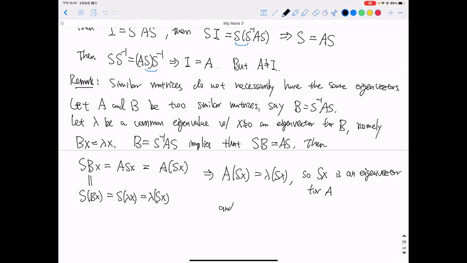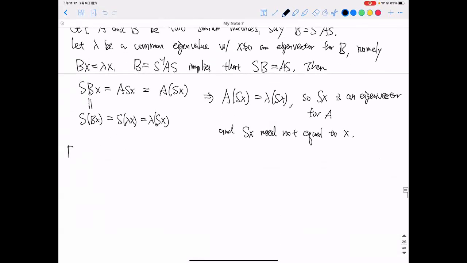And of course, SX need not equal X, right? In general, there's no reason for SX to equal X. So even though A and B being similar implies that they have the same eigenvalues, for the common eigenvalue, they don't have to have the same eigenvectors. Okay.